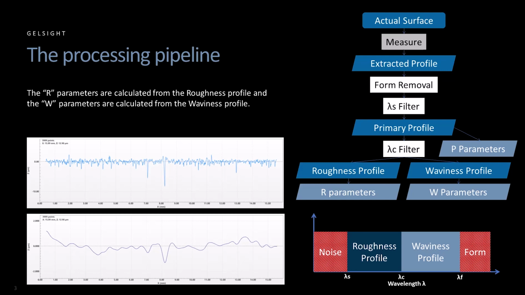I will be discussing the Ra parameter in some detail very shortly, but keep in mind that the R in Ra means it is calculated from the resulting roughness profile. There are also P and W parameters that are calculated from the primary and the waviness profiles respectively.